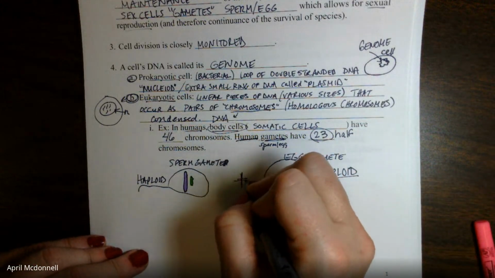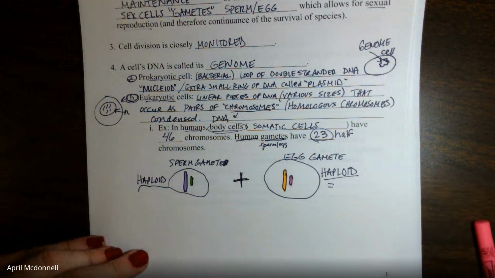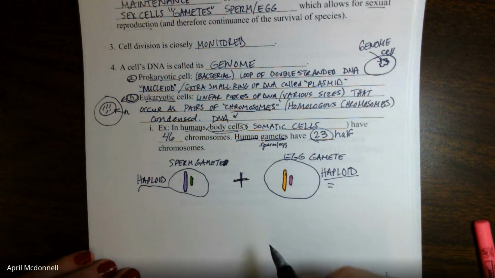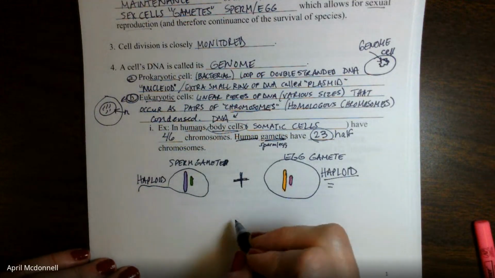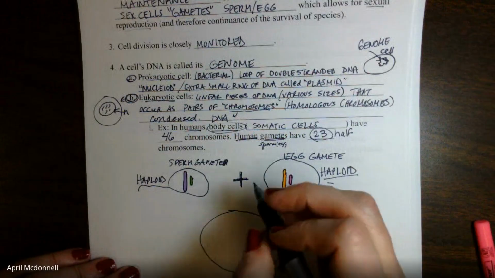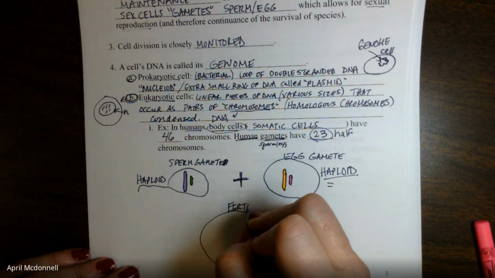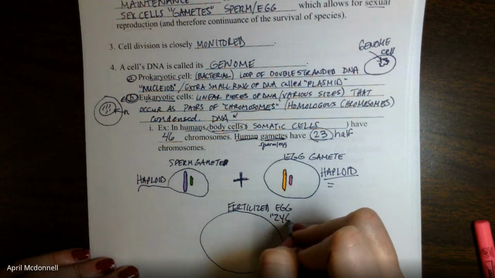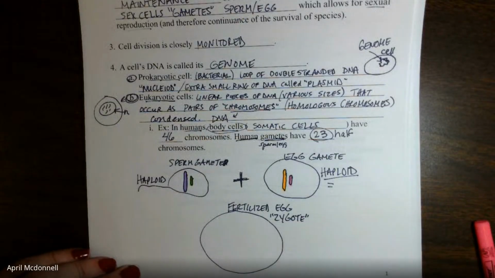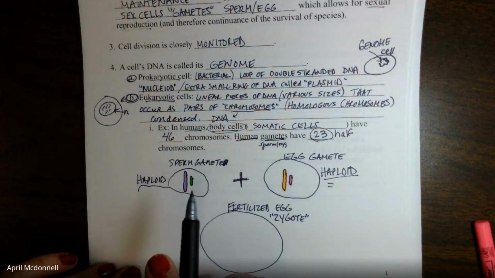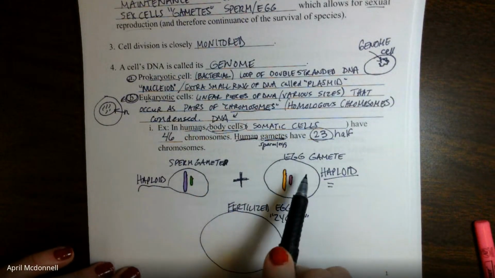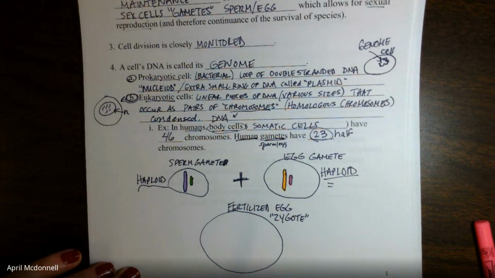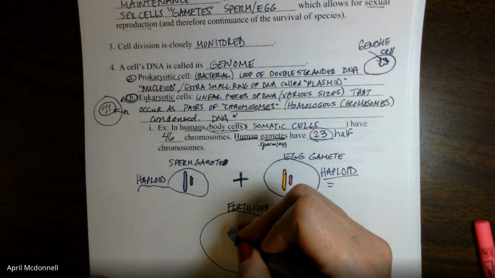When the sperm and the egg combine during fertilization, we make a fertilized egg, which is called a zygote. Now we're going to take the DNA from the sperm and the DNA from the egg and draw all of those DNA molecules in the fertilized egg.